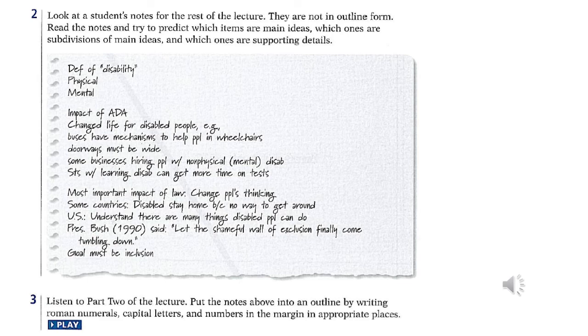In 1990, when President George H.W. Bush signed the Americans with Disabilities Act into law, he said, let the shameful wall of exclusion finally come tumbling down. In other words, that the wall that had always separated disabled people from everyone else should disappear. What this means is that our goal needs to be inclusion, equality, and full participation for all people, including people with disabilities.